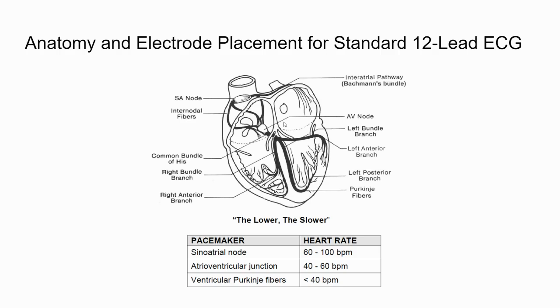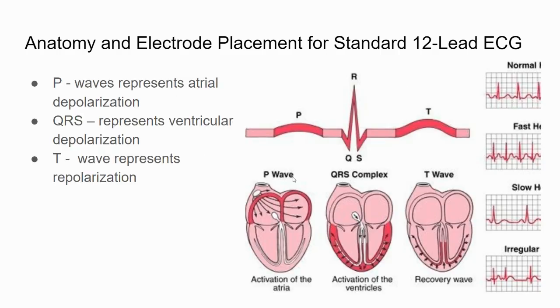One thing you'll also notice, not only the lower, the slower, but on the ECG rhythm, once we look at the QRS complex later on, the lower it originates, the wider the QRS complex will tend to be. So let's look here. What do we see in terms of the electrical conduction of the heart, and then what do we actually see on the ECG rhythm?